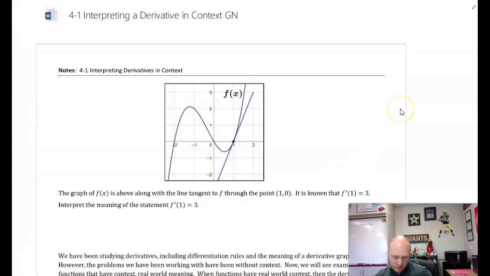This is 4-1 and today we are going to interpret derivatives in context. This whole unit, Unit 4, is all going to be about contextual problems, real-world application problems where we are using derivatives in context. So let's go ahead and dive in.